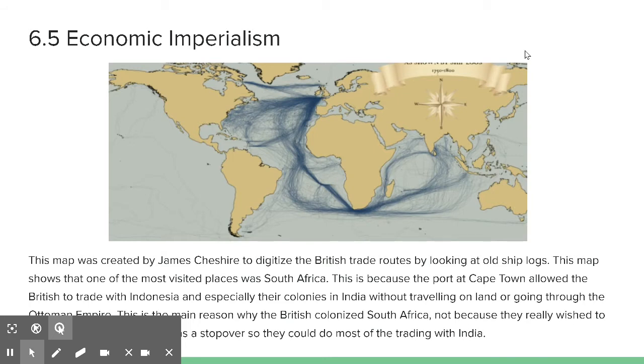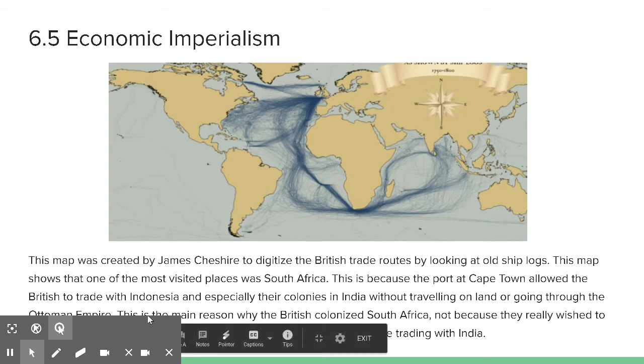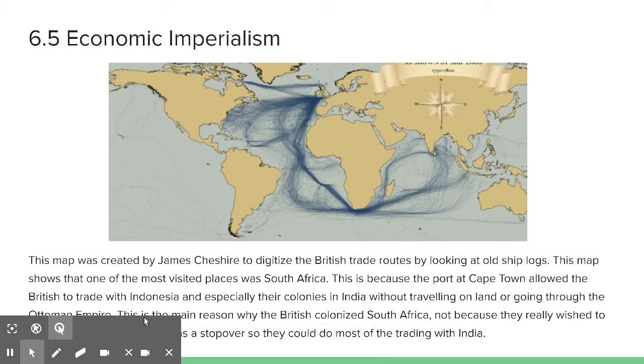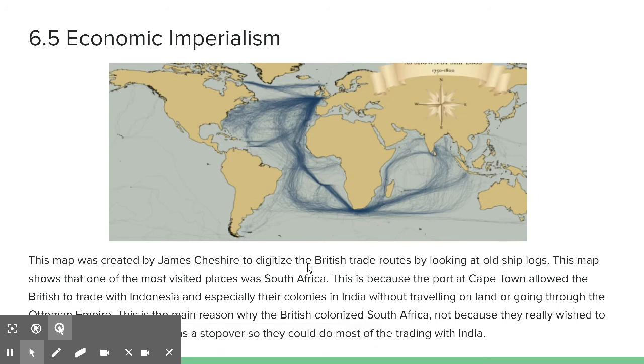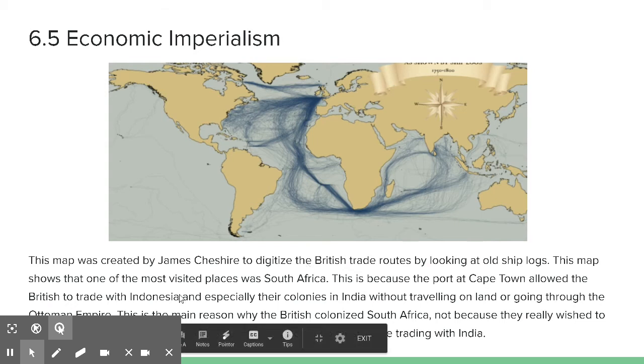This is also 6.5 Economic Imperialism, and this map was created by James Cheshire to digitize the British trading routes by looking at old ship logs. This map shows that one of the most visited places was South Africa. This is because the port at Cape Town allowed the British to trade with Indonesia, and especially their colonies in India, without traveling on land or going through the Ottoman Empire. This is the main reason why the British colonized South Africa, not because they really wished to trade with the South Africans, but to use it as a stopover so they could do most of the trading with India.